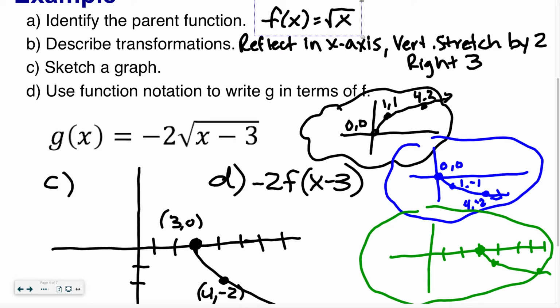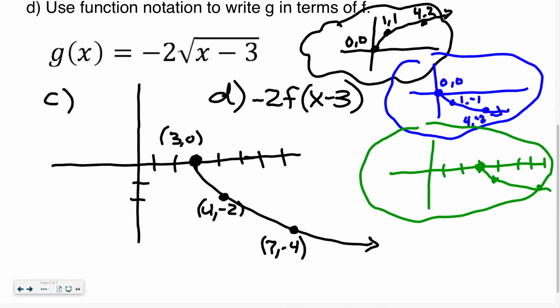Okay, Josh. I'm sorry, we're going back a little bit. How do you get the second point, the 4, negative 2? Well, there's a couple ways. When I reflect, I know with the square root graph that normally to get to my next point, I'll go up 1, right 1. When I reflect it, I will go down 1, right 1. But if I'm also vertically stretching, then vertically I have to go down 2, right 1. So I'm at 4, negative 2.